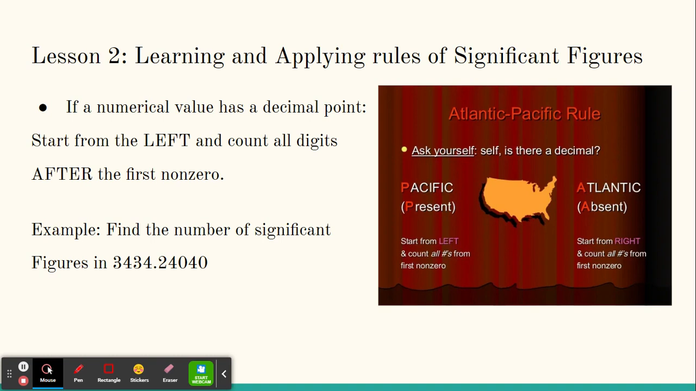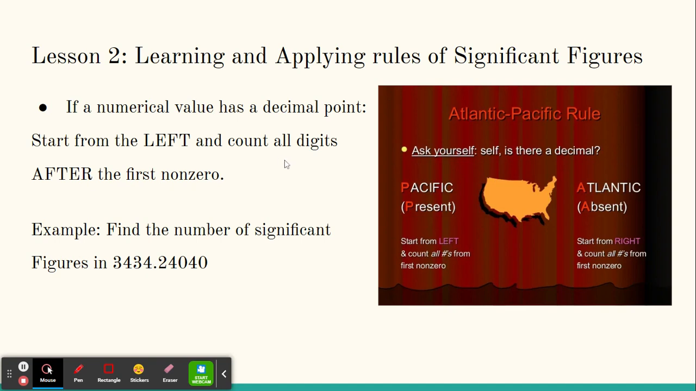So if we were going to find the number of significant figures in 3,434.24040, we would start from the left and we would count all digits after the first non-zero digit, which in this case will be this 3. So this number will have 9 significant figures.